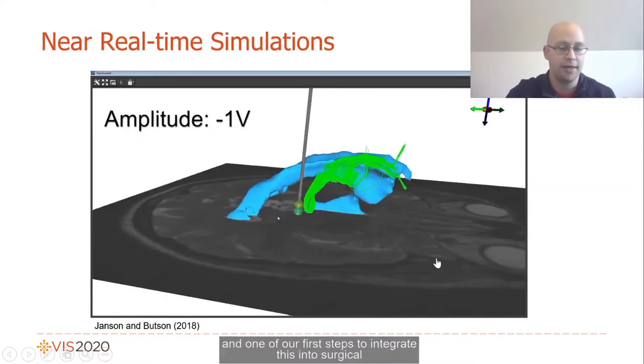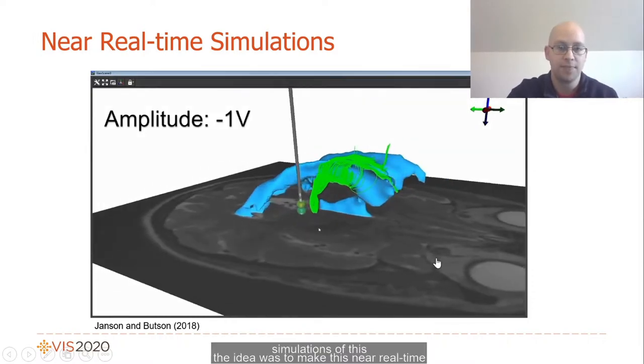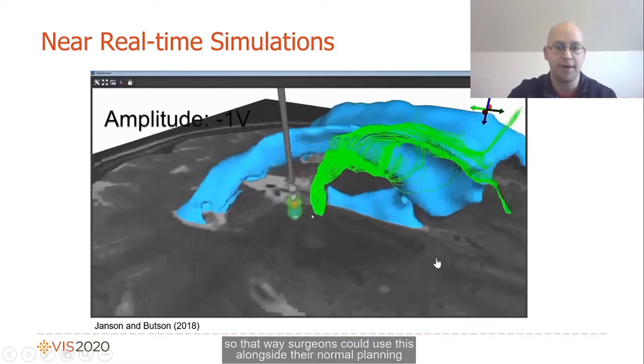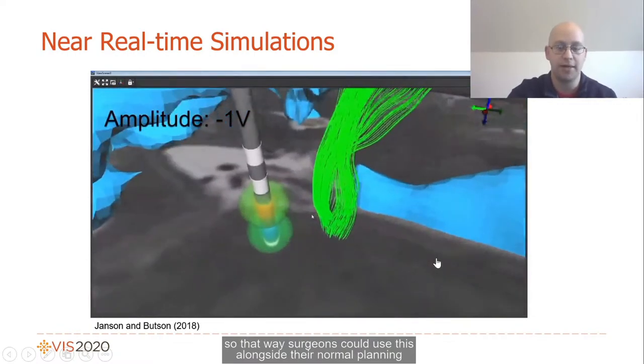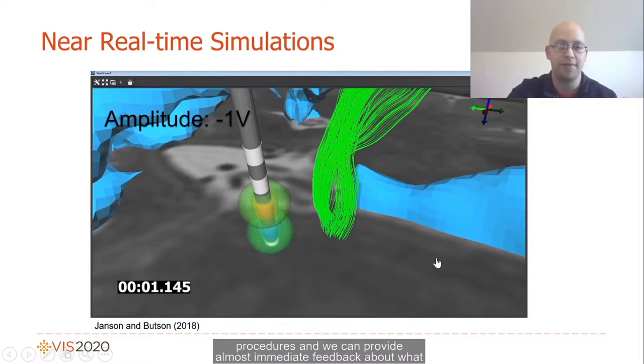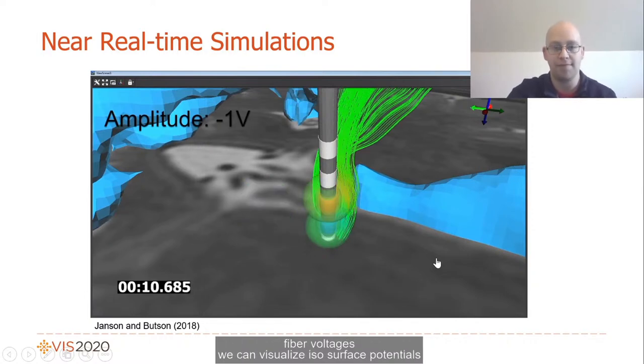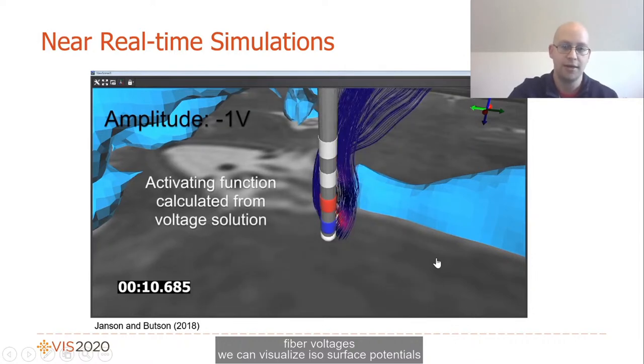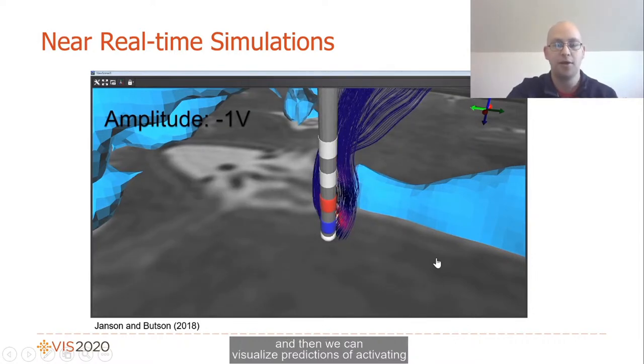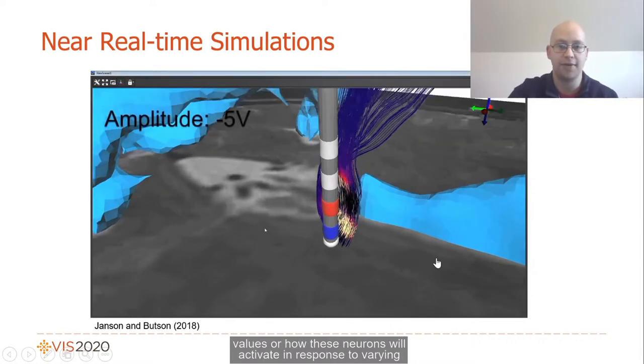And one of our first steps to integrate this into surgical decision-making and planning workflows was to create near real-time biophysical simulations of this. The idea was to make this near real-time so that surgeons could use this alongside their normal planning procedures, and we could provide almost immediate feedback about what their current plan and stimulation settings would do to the neuronal tissue. And we can map fiber voltages, we can visualize isosurface potentials, and then we can visualize predictions of activating values, or how these neurons will activate in response to the varying amplitudes and locations.